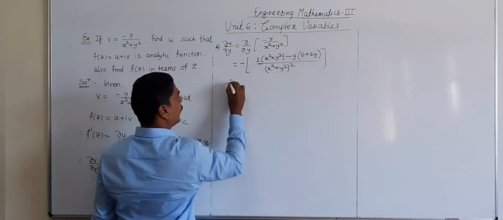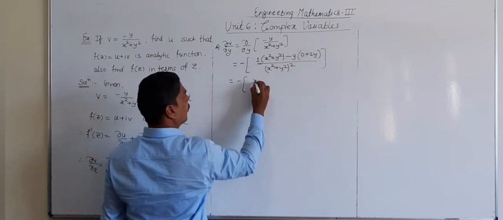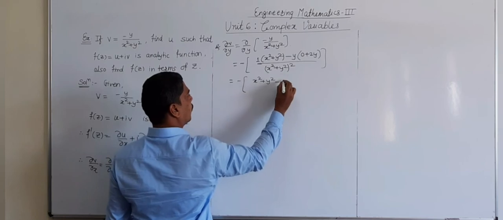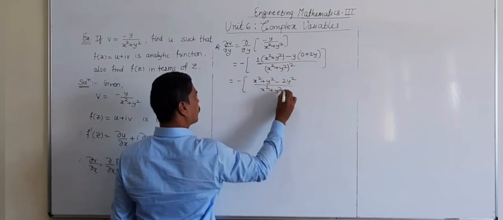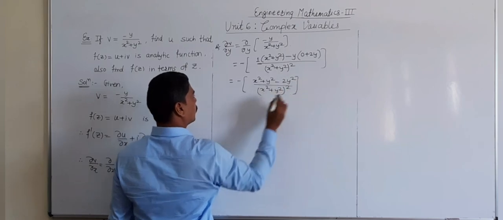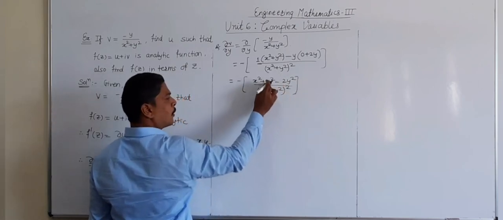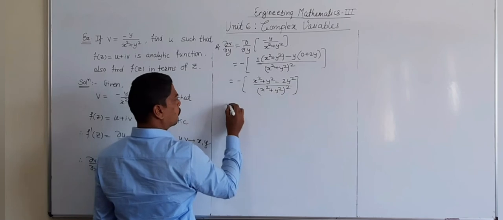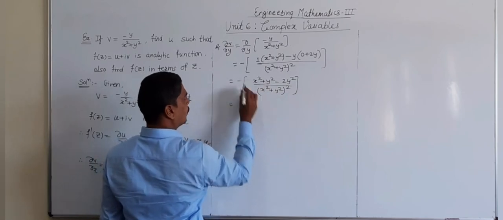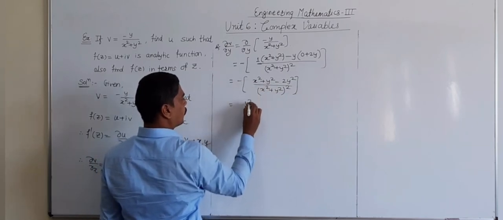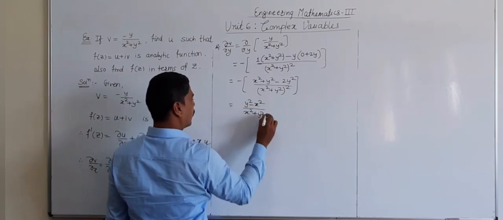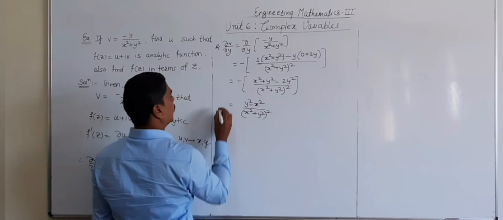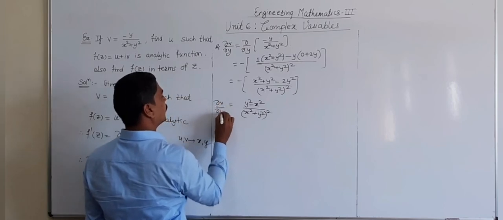So in that way we get minus into bracket x square plus y square minus 2y square divided by x square plus y square bracket square. So this becomes x square minus y square, and this y square minus 2y square becomes minus y square. Shifting this minus sign inside the bracket, we get y square minus x square divided by x square plus y square bracket square. So this is the partial derivative of phi with respect to y.